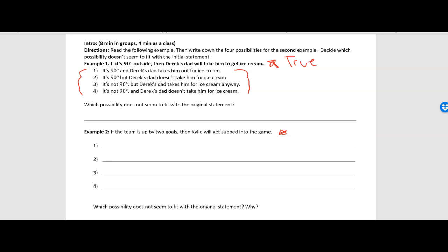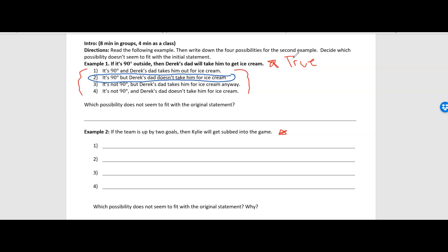The second statement says it's 90 degrees, but Derek's dad doesn't take him for ice cream. Well, if we know the bold statement is true, then number 2 doesn't really make that much sense, because if it's 90 degrees, we know that Derek has to go get ice cream, right? That's given based on what the bold statement says. Let's see if there's any others that don't make sense. Number 3 says it's not 90 degrees, but Derek's dad takes him for ice cream anyway.